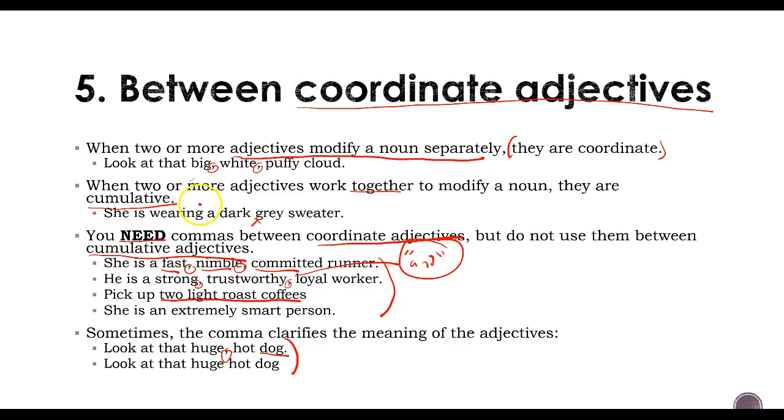Commandment number 5, coordinate adjectives. Make sure you test it with the word "and." If they're coordinate, in that they describe independently, use the commas. If they're cumulative, in that they work together, no commas.